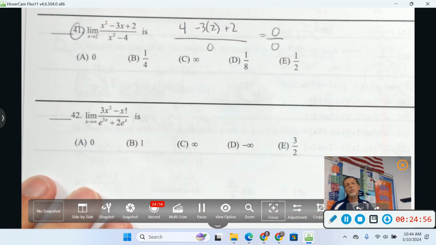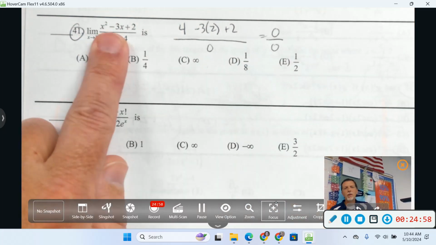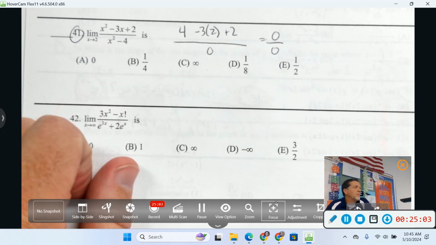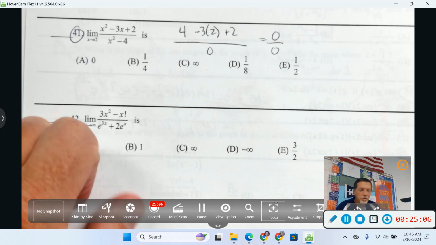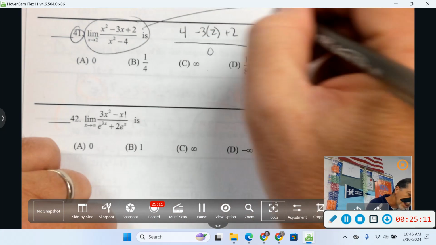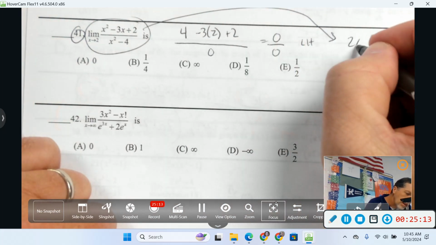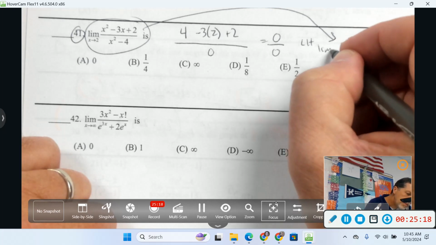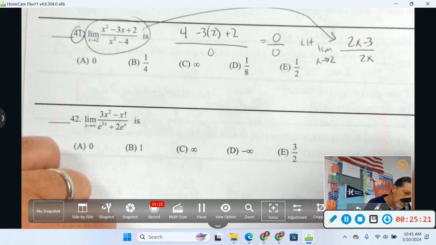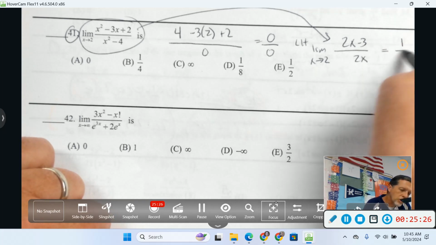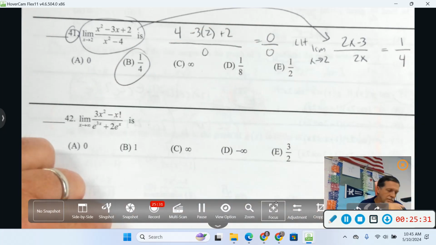So now I can use L'Hopital's, or I could, that probably factors. So it doesn't matter. This unit had L'Hopital's in it, so I think I'll use L'Hopital's. But if you'd rather factor, you certainly can. 2x minus 3 over 2x. Limit as x approaches 2. So 4 minus 3 is 1. 2 times 2 is 4. 1/4.